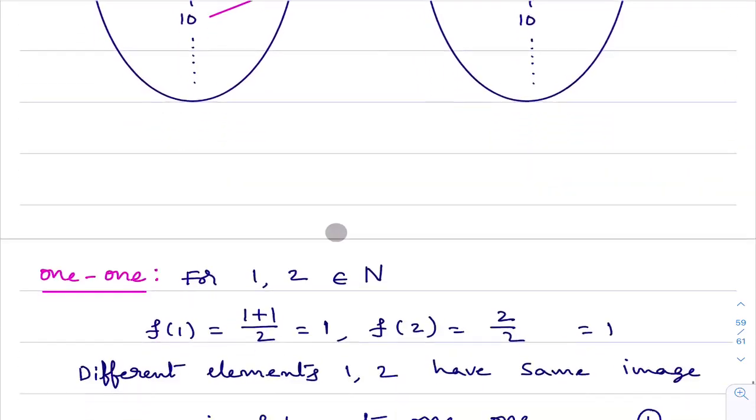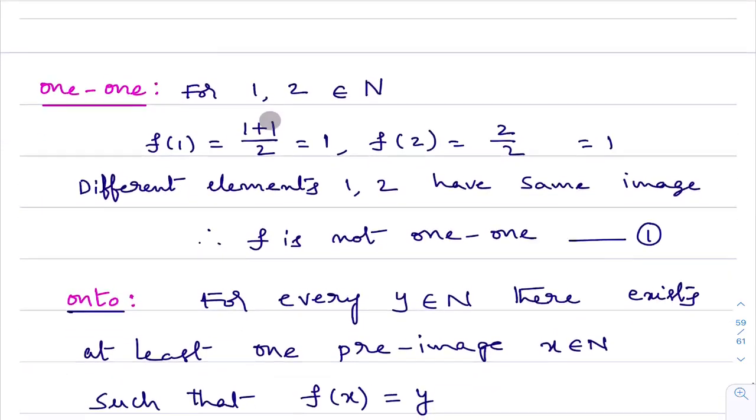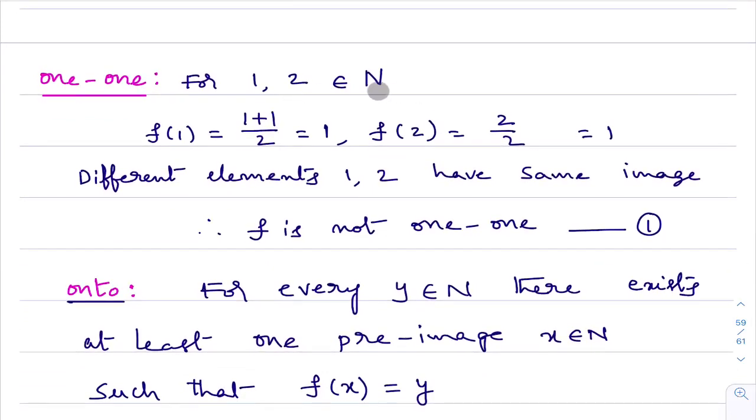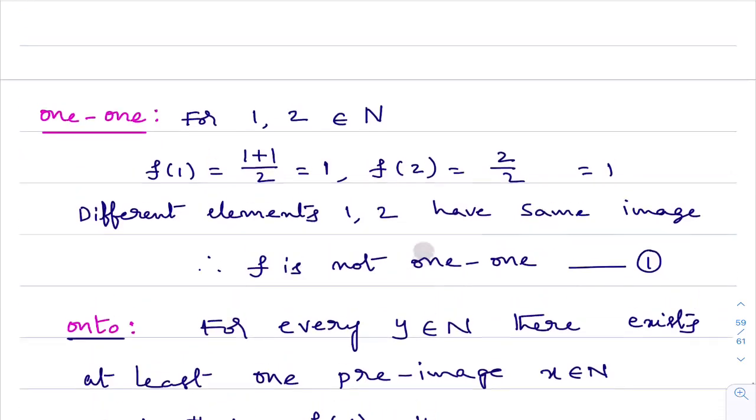You see what answer I have written. One-one function. I took 1, 2, two natural numbers in the domain set. When I calculate f of 1, I am getting 1. When I calculate f of 2, then also I am getting 1. So different elements 1, 2 have the same image. But as per the definition of a one-one function, different elements must have different images. So we say this function is not one-one. I hope you are understanding.